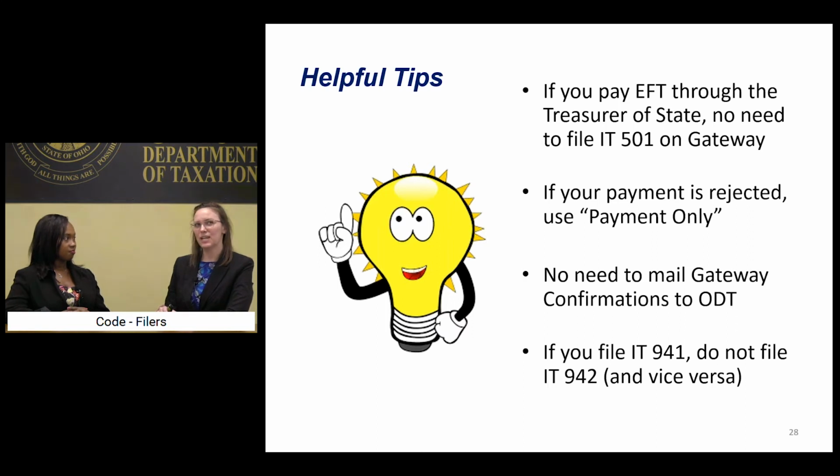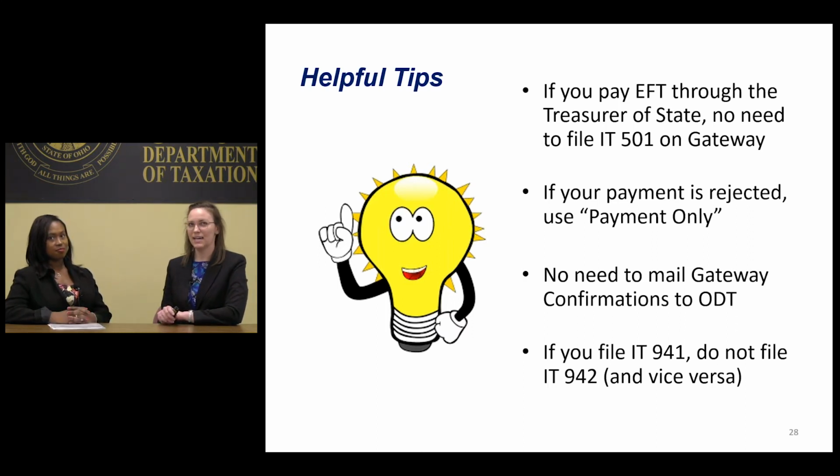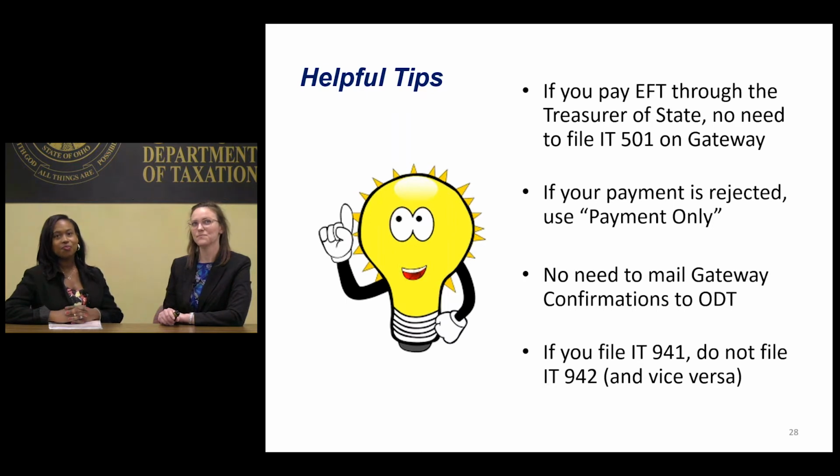Finally, we'll take a look at a couple helpful tips for employer withholding tax. Tip number 1, if you pay via Treasurer of State, there's no need for you to file an IT 501 on the Ohio Business Gateway. The payment that you submitted through the Treasurer of State is the equivalent of the IT 501. In this instance, you would still need to log on to the system to file your annual reconciliations, whether that is the 942 quarterly or the annual reconciliation 941. However, there's no need for you to file an IT 501 and to make a payment through the Treasurer of State.